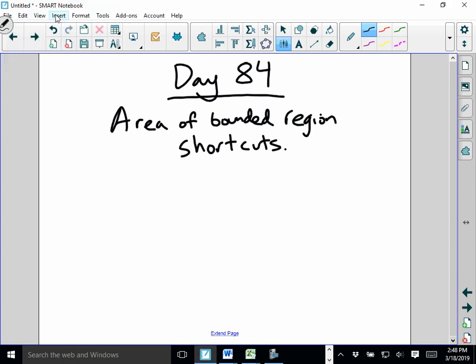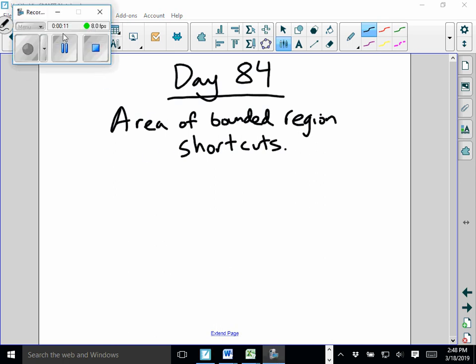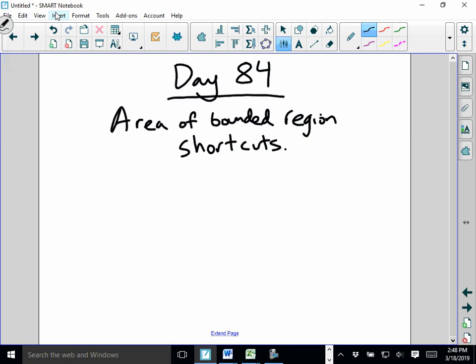We're going to take a look at some shortcuts here to finding these area bounded region problems. I find these shortcuts especially helpful on the no calculator version of these questions. But again, shortcuts, if they were easy, it would just be called the way, right? So these shortcuts you need to use carefully. You need to make sure that you can use them to help you solve the problem.